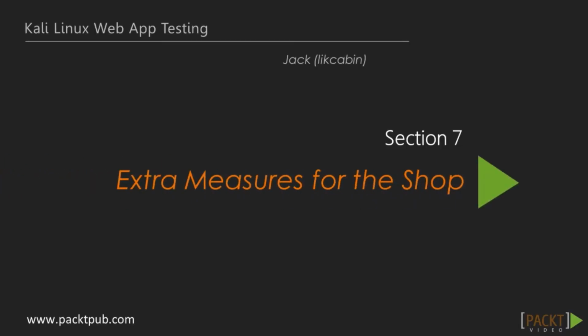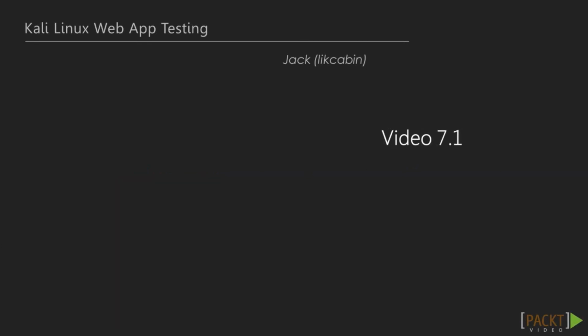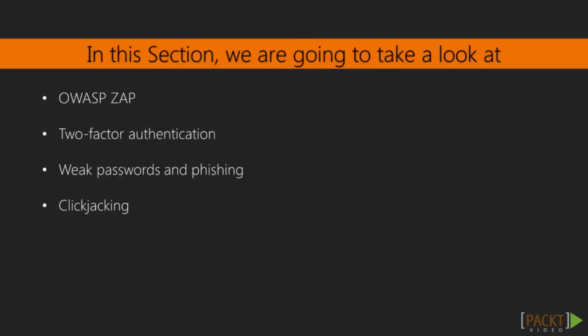Hi guys, in the previous section we looked at cross-site request forgery and how it can affect a user and how we can prevent that. In this section, extra measures for the shop, we'll take a look at OWASP Zap. We'll see what two-factor authentication is, we'll talk about weak passwords and phishing, clickjacking, and finally wind up our course.